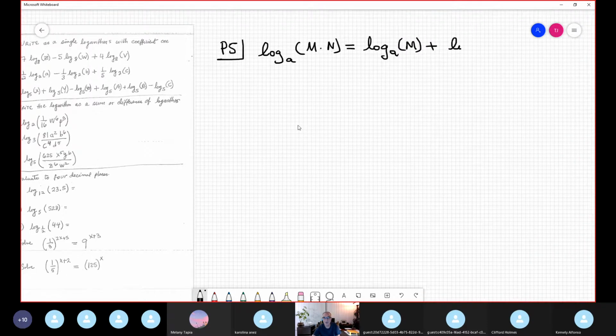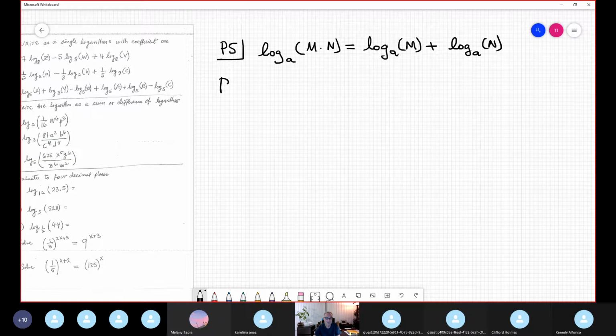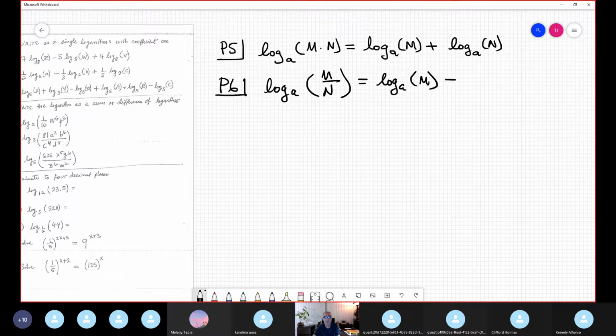It's easy to remember because it's the same operation that we use when you multiply exponentials. A to the m times a to the n is a to the m plus n. So it's easy. Multiplication is addition. Division is subtraction. Okay? Property number 6 is division. You have two expressions, m divided by n, is logarithm a of m minus logarithm a of n. Notice that the negative guy is the one located in the denominator. Denominator negative, numerator positive.